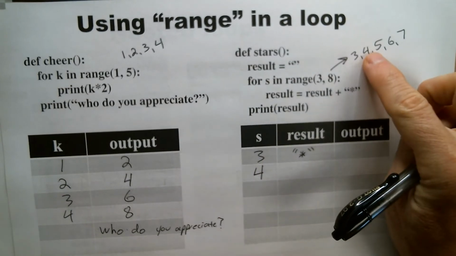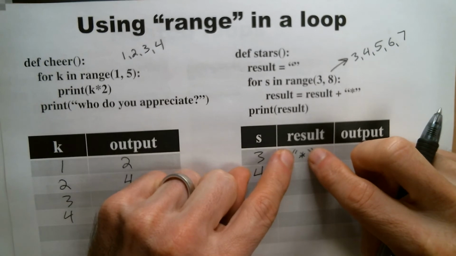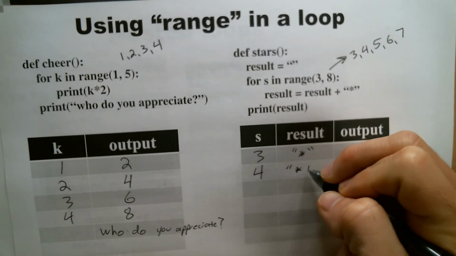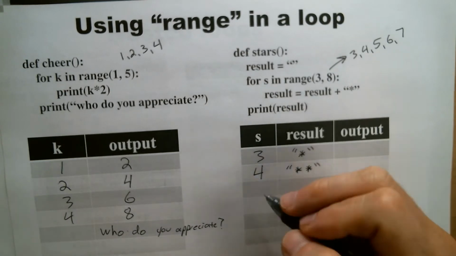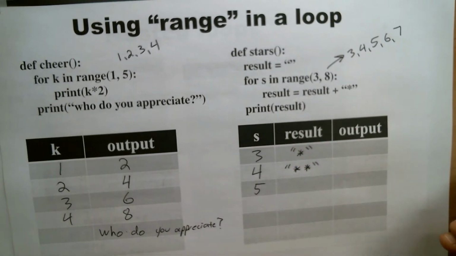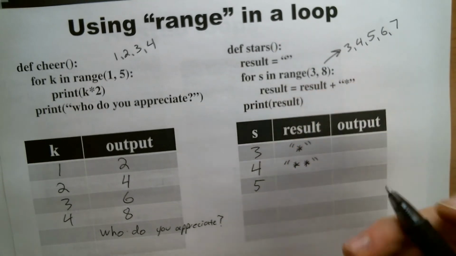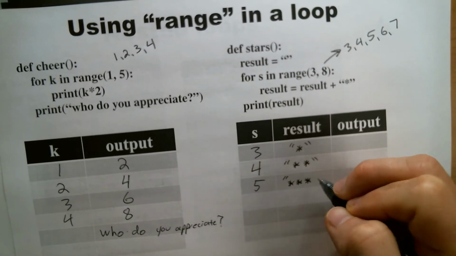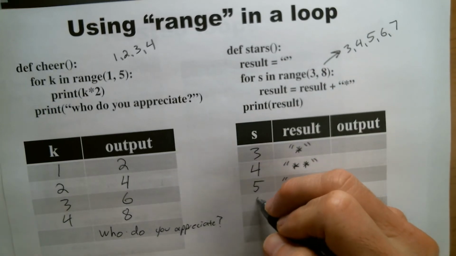All right, then we go to 4. This time when we do the calculation, there's already a star inside. So it's basically saying star plus star, which is going to give us 2 stars. And again, we're still not printing anything out. Then we go to 5. Now it's going to be 2 stars plus 1 star, and we're going to get 3 stars. So we can kind of see the pattern here. We're just adding a star to our result variable each time.